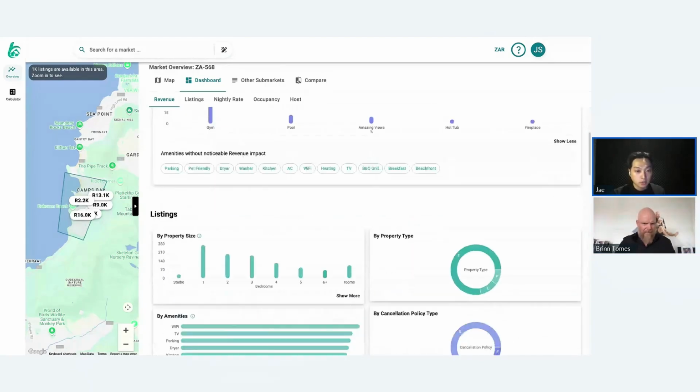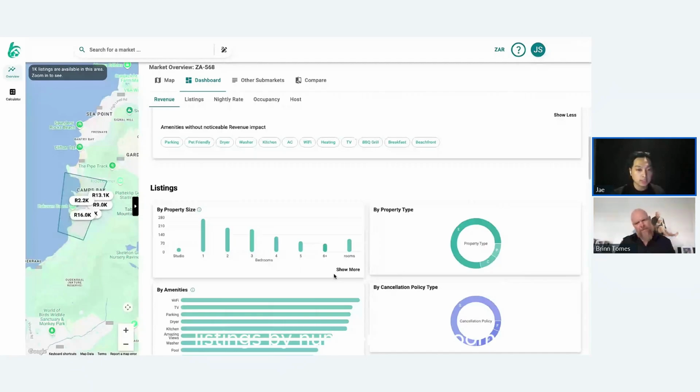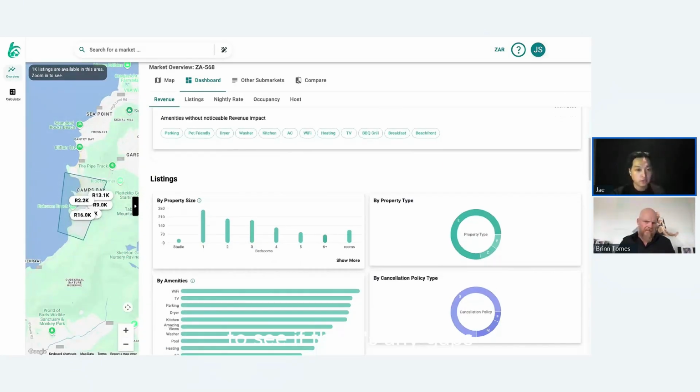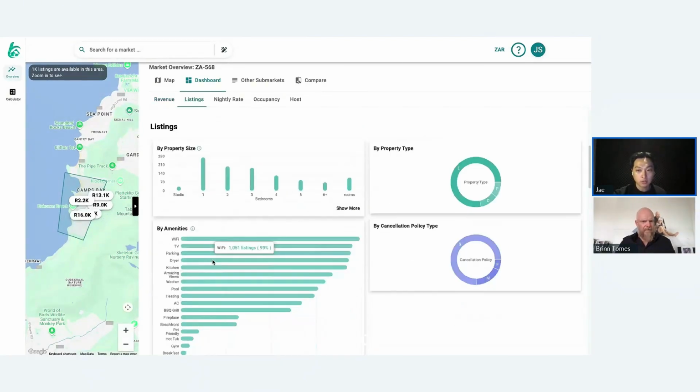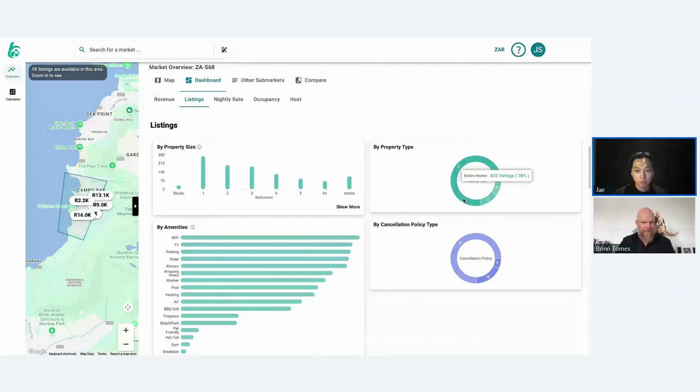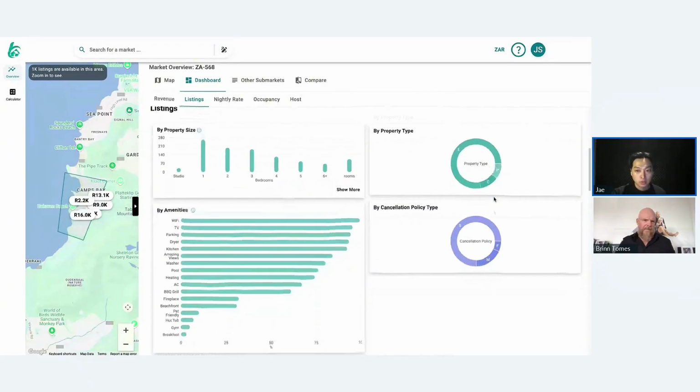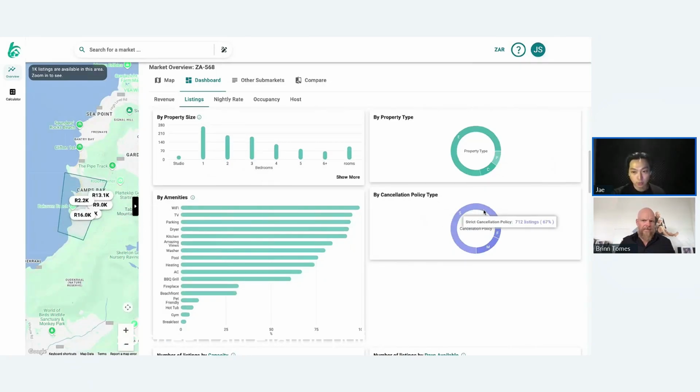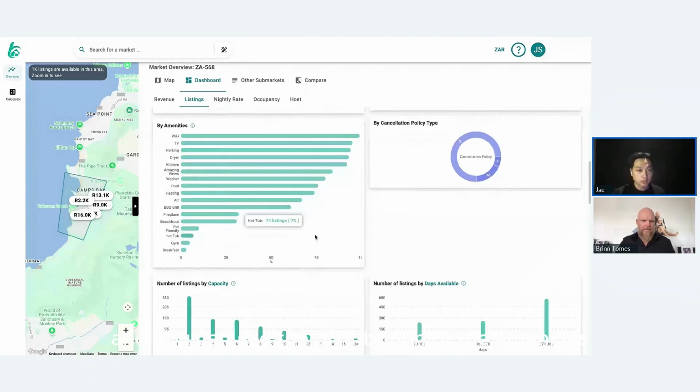You can also see the distribution of the listings by number of bedrooms to see if there are any gaps. So there are 67 listings that have 6+ bedrooms and 260 listings with 1 bedroom. You can see property types, how many are entire home, how many are private, and how many are condo. You can also see the cancellation policies. Strict is the most popular cancellation policy here. And you can see the distribution of the amenities as well. Breakfast, gym, hot tub seem to be very uncommon amenities in this area.